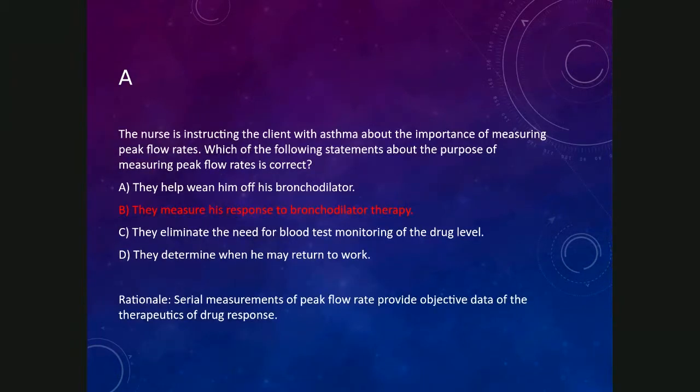The rationale is it's serial measurements of peak flow rate. They provide objective data of the therapeutic drug response. So basically, you're taking the medicine, and then you're doing the test, and it's letting you know how well that medicine is working for you. Okay.